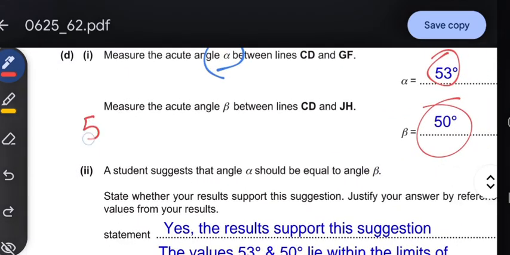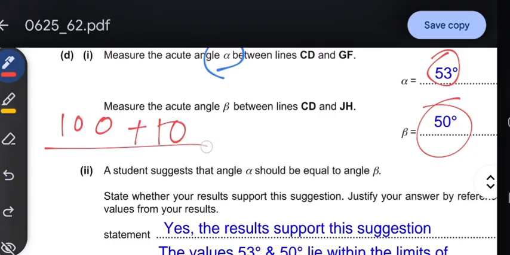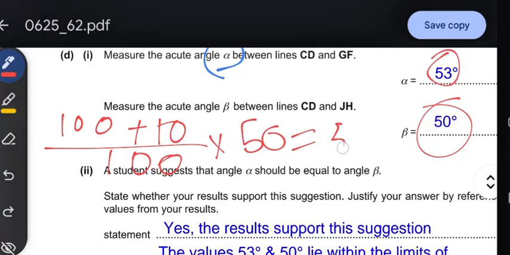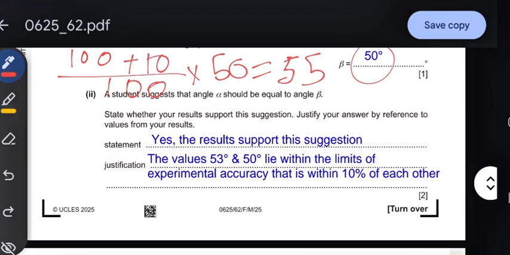So what you're going to do is take 50 and multiply it by 110%. So 100 plus 10, over 100, times 50. I'm telling you the method so it's easier for you. Let me just do it. 100 plus 10 over 100 times 50. Yeah, you get 55. So this will be equal to 55. And now the range we have is from 50 to 55.